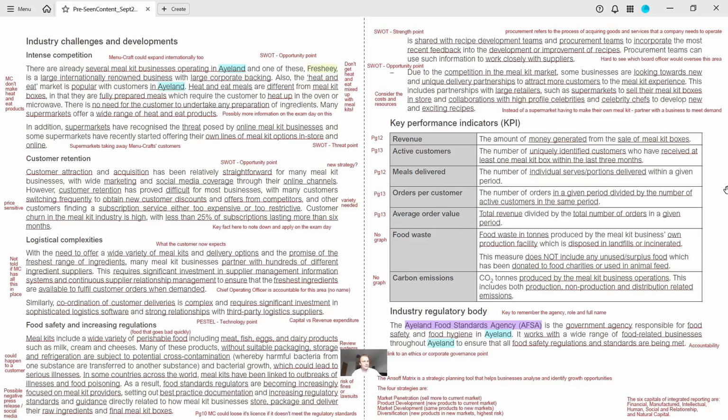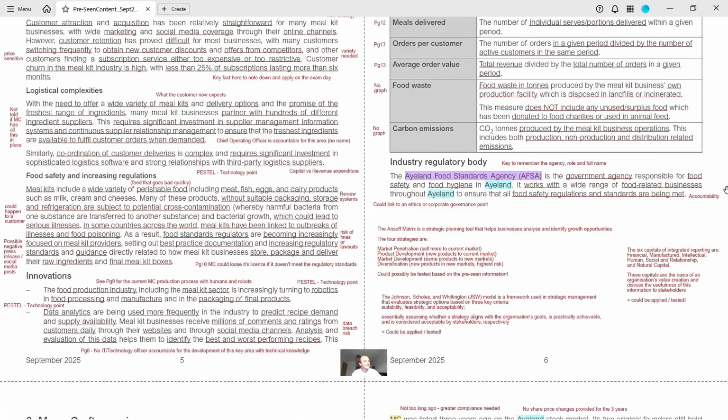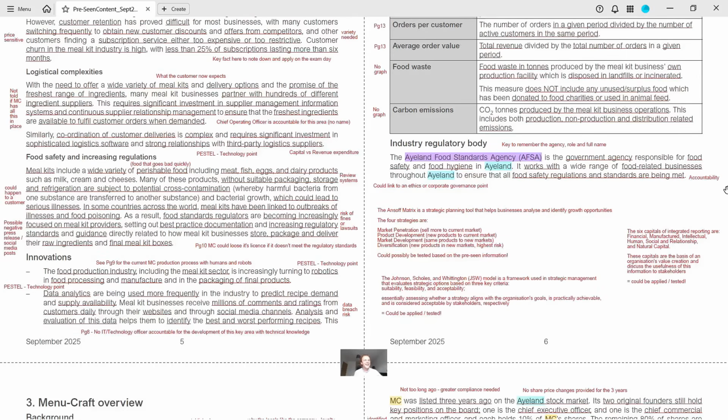We're then coming on to logistical complexities, with the need to offer a wide variety of meal kits. So imagine you're trying to organise all these different recipes and all these different ingredients and all these different delivery options, and it's all about the promise of the freshest range of ingredients. Many meal kit businesses partner with hundreds of different ingredient suppliers. This is all trying to meet the customer and what they expect, but we're not told actually if MenuCraft has all of this in place.